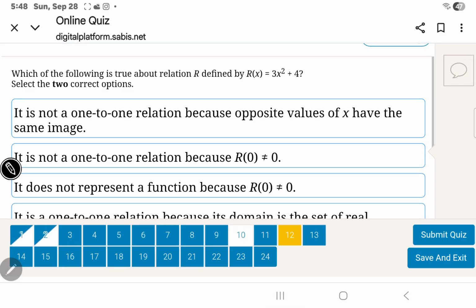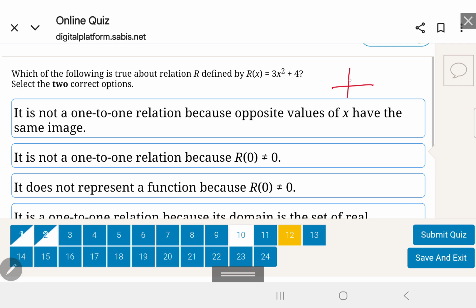Number 12 now. Which of the following is true about relation R? Select the 2 correct options. It's not a 1-to-1 relation. First of all, let's see. The graph of this relation is like this. Of course, here you have 4. So clearly it's not a 1-to-1 function because it doesn't pass the horizontal line test. If you draw a horizontal line, it cuts it twice.